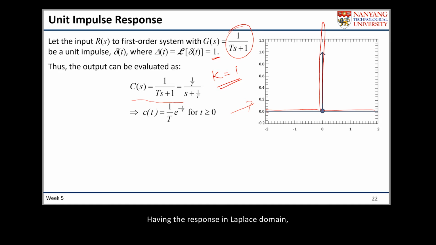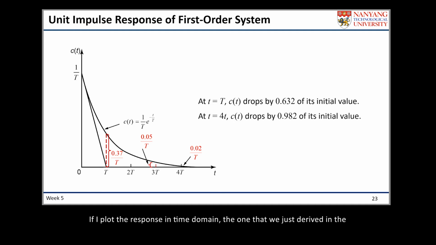Having the response in Laplace domain, of course, you can evaluate the response in time domain. Just refer to your Laplace table, and the response in time domain will be like this. If I plot the response in time domain, the one that we just derived in the previous slide, the response will be like this. What does it mean? When time is equal to 0, the response is equal to 1 over T. So it's just the inverse of the time constant.